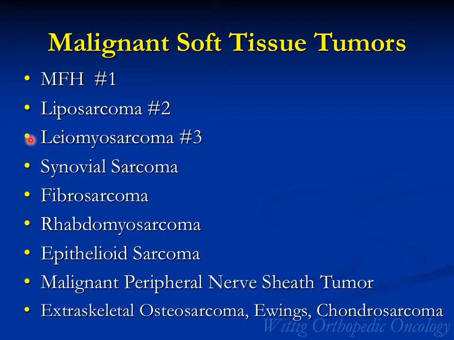Leiomyosarcoma has a higher predilection for the retroperitoneum. Fibrosarcoma, rhabdomyosarcoma, epithelioid sarcoma. Epithelioid sarcoma is the most common soft tissue sarcoma of the hand. Malignant peripheral nerve sheath tumor, also called MPNST. Extraskeletal osteosarcoma, Ewing sarcoma, and chondrosarcoma. Even though osteosarcoma, Ewing sarcoma, and chondrosarcoma occur more commonly from the bone, there are extraskeletal or soft tissue variants which are much less common than their bony counterparts.